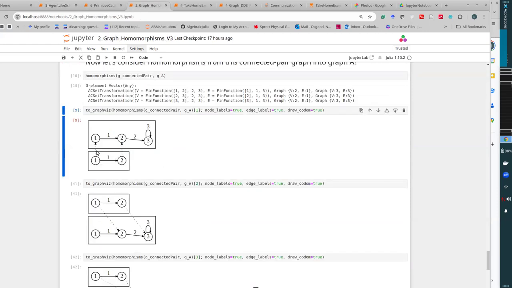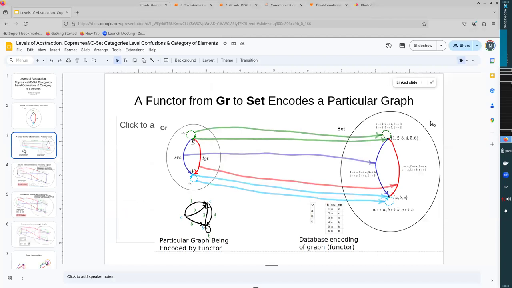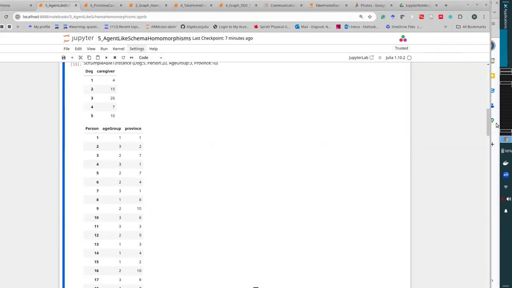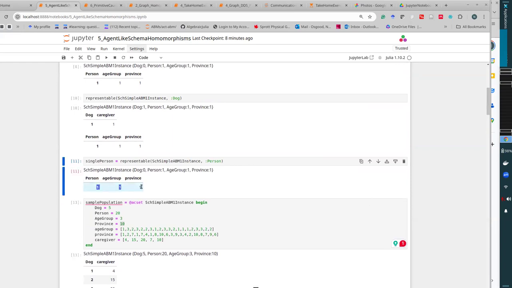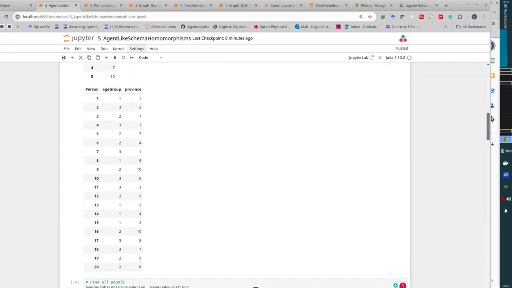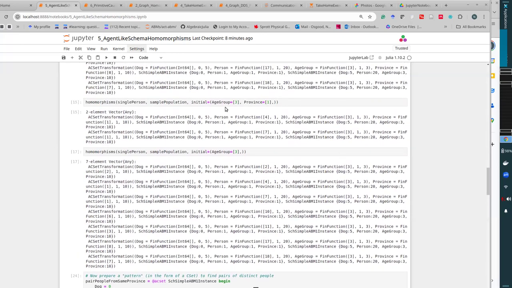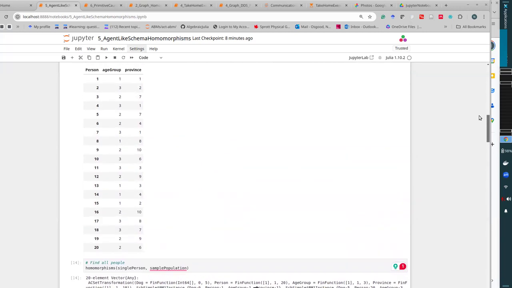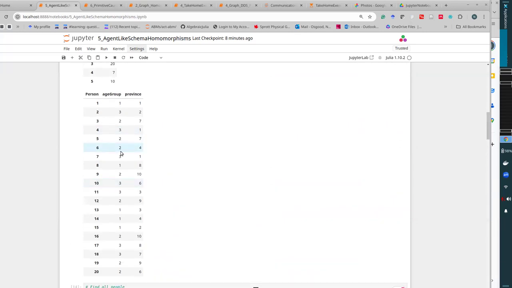And just like with graphs, we were finding this in this. Here we're doing something similar. We're finding this pattern: one generic person who has some generic single age group and generic single province. We haven't pinned down what those are. Where can I find it in this database? Well, if I restrict it to people in age group 3 and province 1, for example, I can find just two of them, person 4 and person 7.